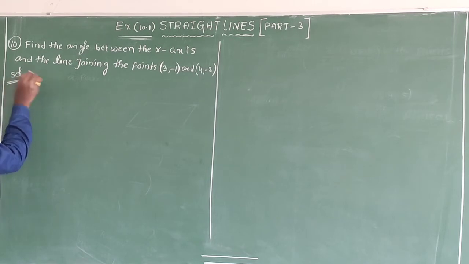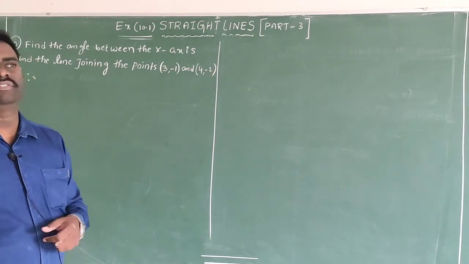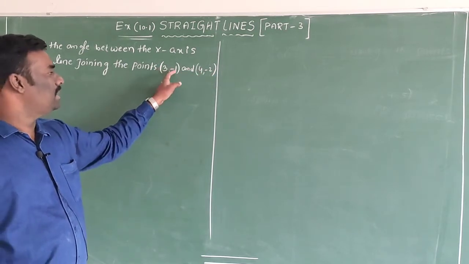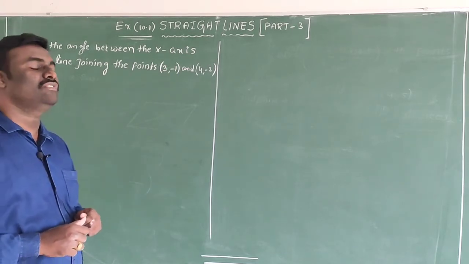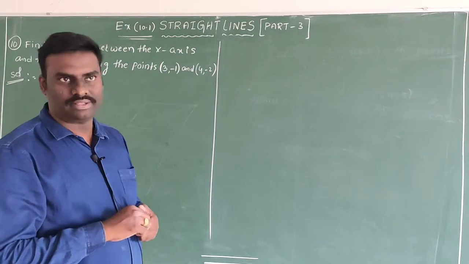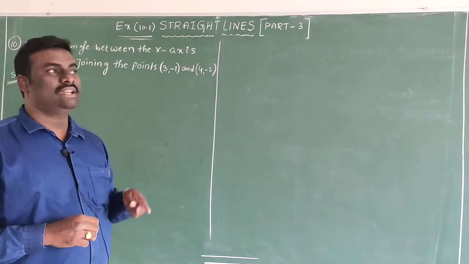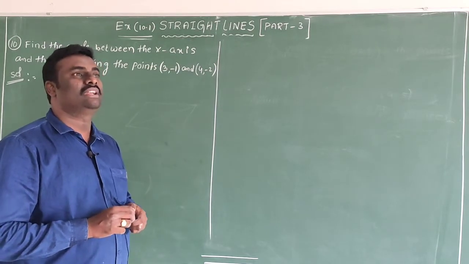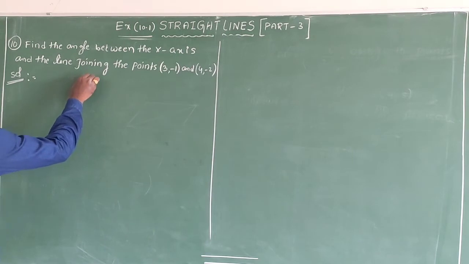Okay, listen. First, I will identify these 2 points in a graph. See, observe this point: plus, minus. Plus minus means this lies in which quadrant? 4th quadrant. Similarly, the next point also has plus and minus, so it also lies in the 4th quadrant. Okay. Now, we will draw the diagram.